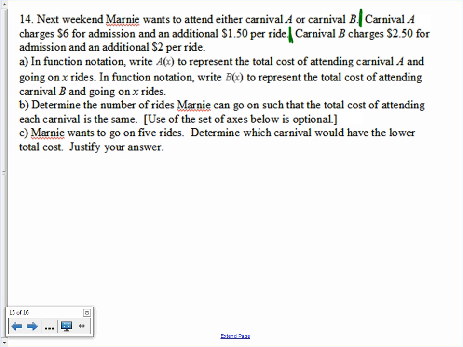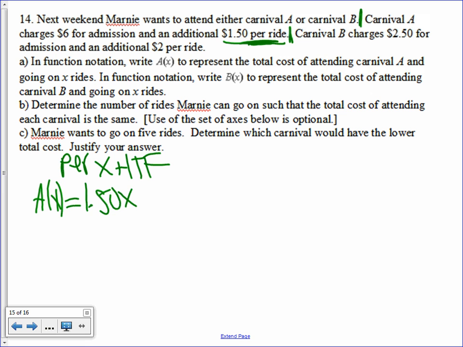Next sentence: Carnival A charges $6 for admission and an additional $1.50 per ride. Ooh, I see a lot in there, and I see some key words. When I see per ride, I know that this is going to be per X plus the one-time fee. So let's do it for Carnival A first. A of X equals $1.50 per ride, so it's 1.50X. The one-time fee is $6 for admission. So here, A of X represents the cost of Carnival A.